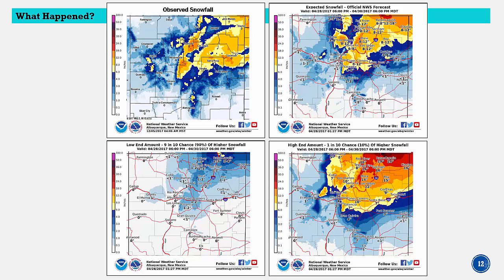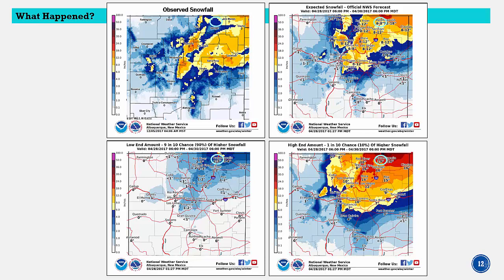On this slide, the observed snowfall totals are on the top left, the expected snowfall totals are depicted in the top right, the low-end amount is shown in the bottom left, and the high-end amount is shown in the bottom right. Overall, this was a well-forecast event, but let's look at some details.